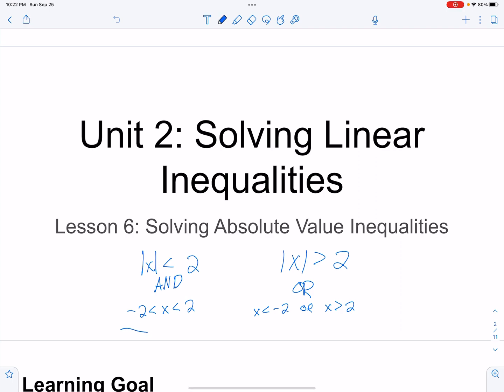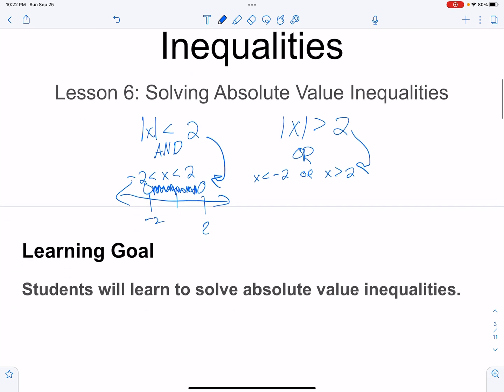So if I were to graph what this one looks like, we would have an open circle above -2 and an open circle above +2, but they're talking about all of the stuff in between. They want all of the values that are less than 2 units away from 0. So if you see a less than compound inequality, we're automatically going to split it and we're going to write it as an and. Okay, if it's a greater than compound inequality, we're going to split it and we're going to write it as an or. So those are the two main differences between them.